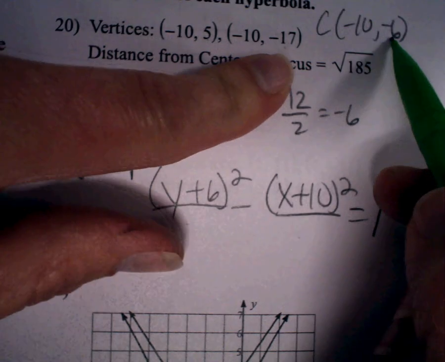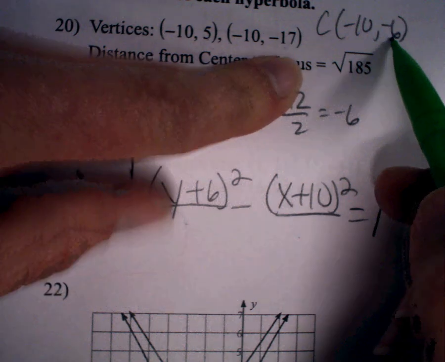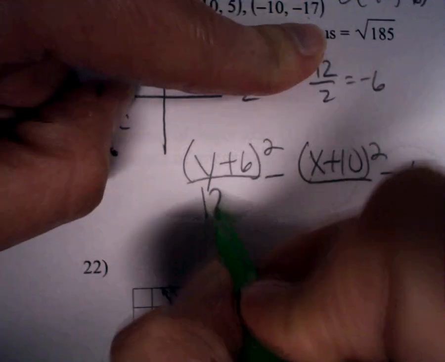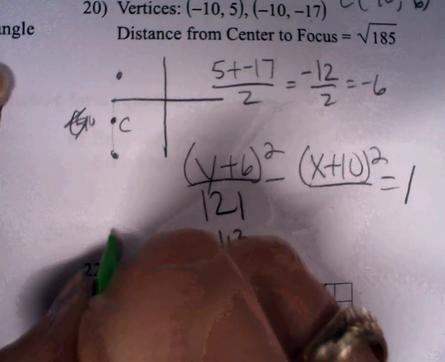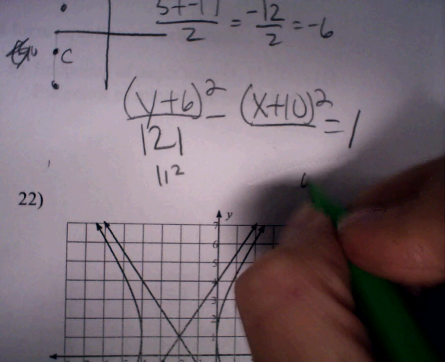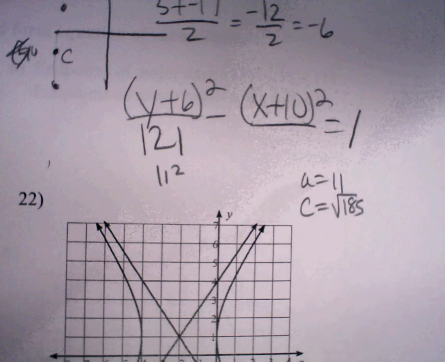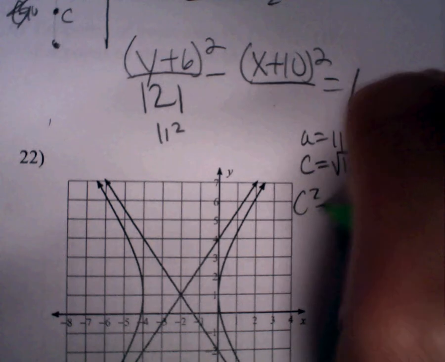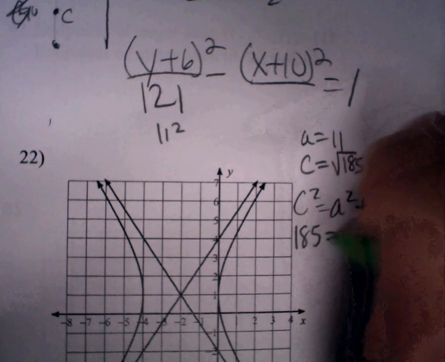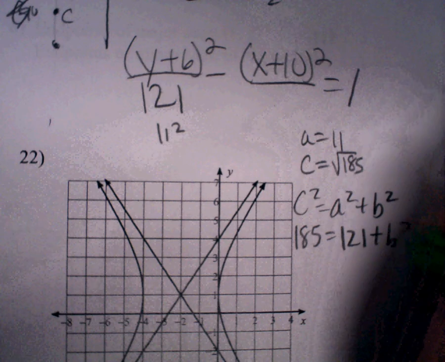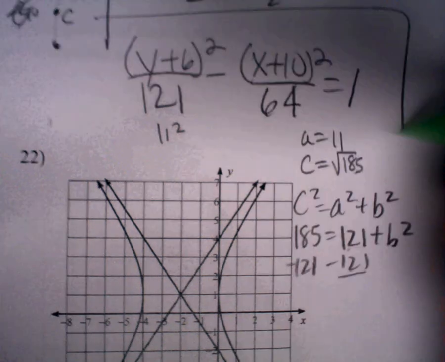Say these two. They're already negative. So what's the difference between those two? Well, the difference is 11. So 11 squared, 121, goes underneath the y because we're talking about y-wise. So a is 11. I don't want to write this. a equals 11. My c is square root of 185, so now I can find my b. So c squared equals a squared plus b squared. So c squared is 185. a squared is 121. I subtract 121, and I get 64, and there is my hyperbola.